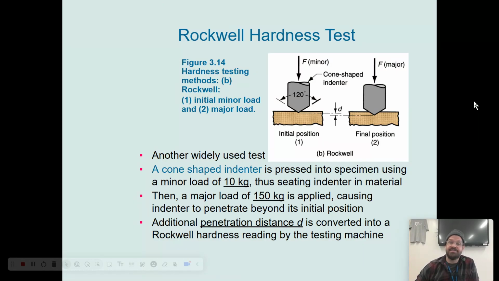The Rockwell hardness test is slightly more complicated. What happens is they push in a kind of a sharp, conical shaped indenter into the material. Then they push down farther, and then they let it back up. And they're measuring a few different distances in here. What they're really trying to measure is how much it bounces back once they've indented it. Okay?